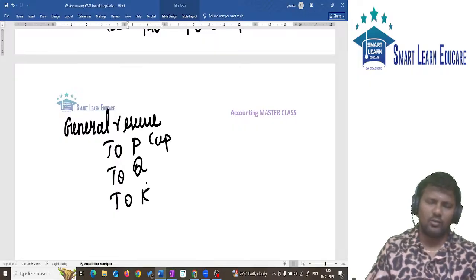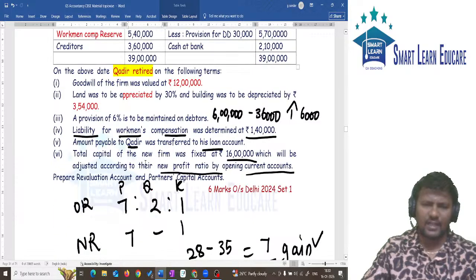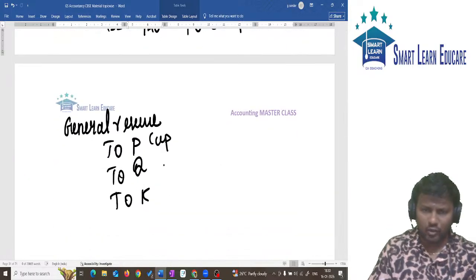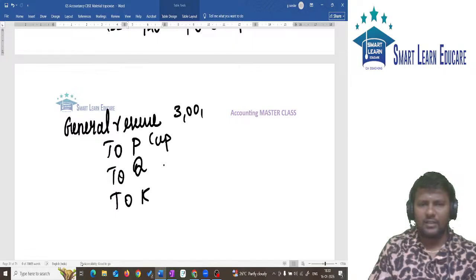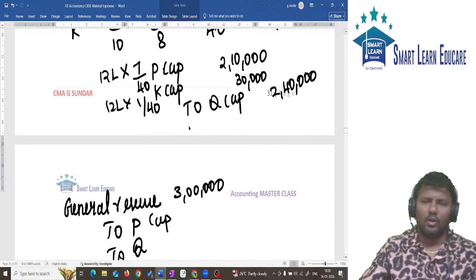General reserve, how much amount do we have in the balance sheet? General reserve 3 lakhs should be debited. Partners' capital should be credited in the profit sharing ratio. What is the old ratio?